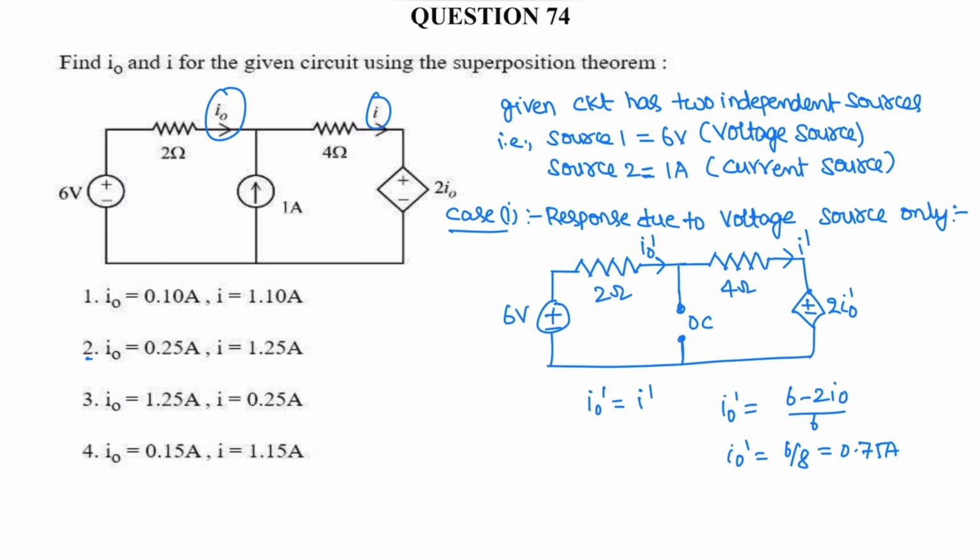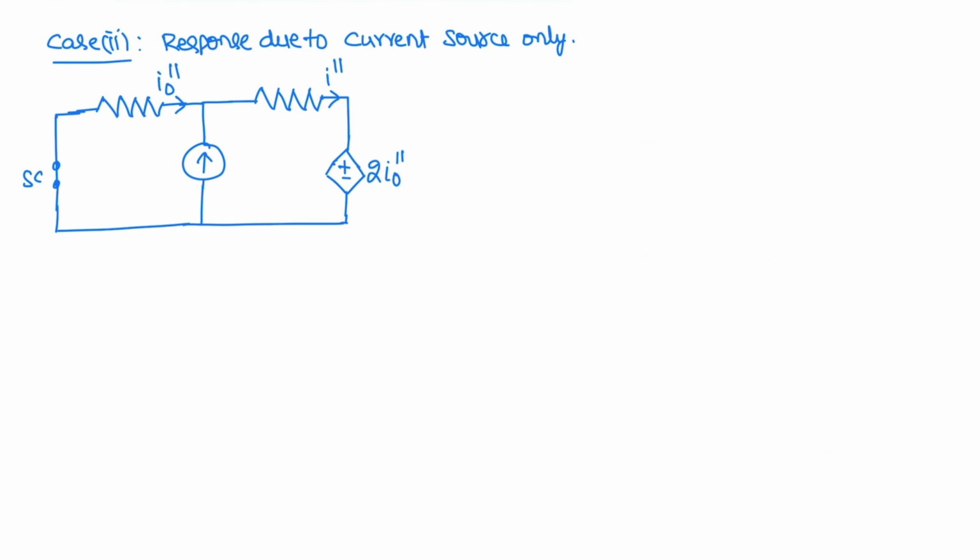Next, see the response due to only the current source. Case 1 is the response due to the voltage source, so the current source is open circuited. Next case, the response due to the current source. In this case, the independent voltage source is short circuited. So case 2 is the response due to the 1 ampere current source only, and the independent voltage sources are short circuited.